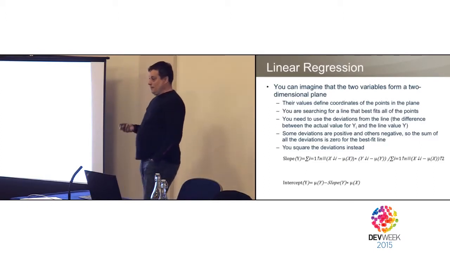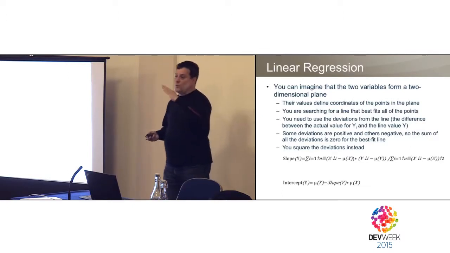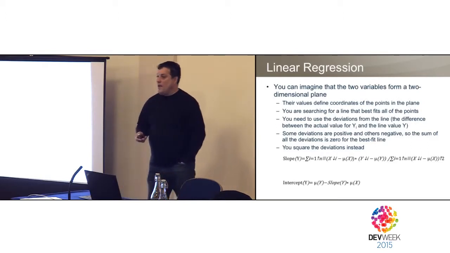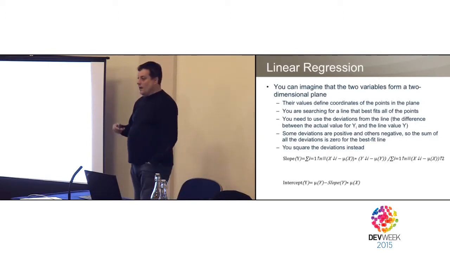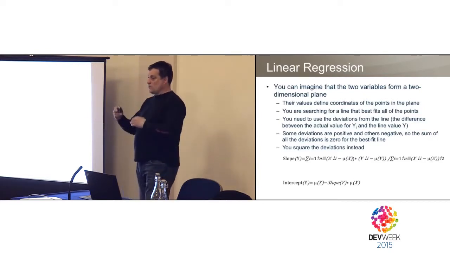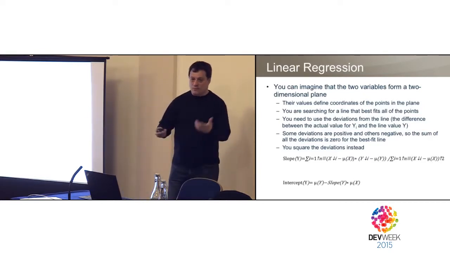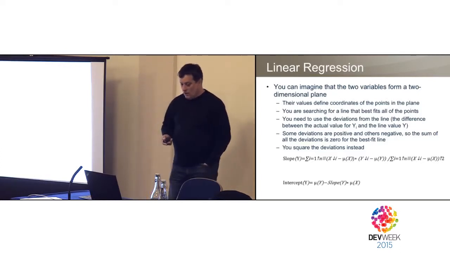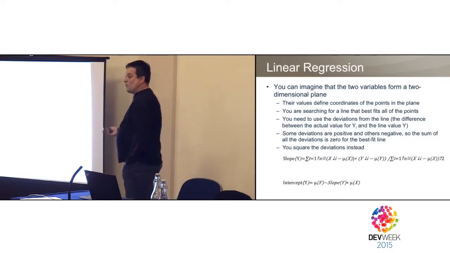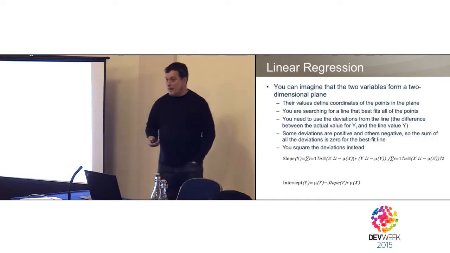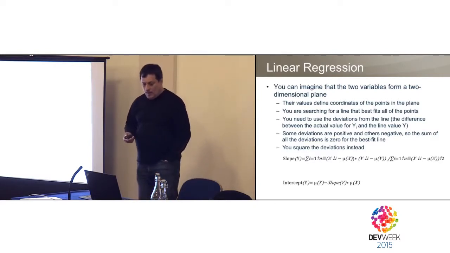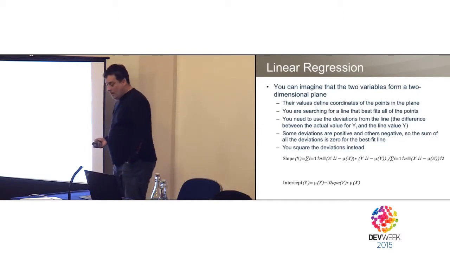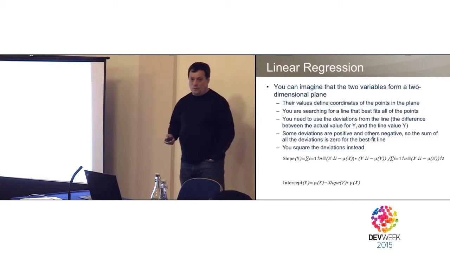Now you cannot just sum them, because some points will be above the line and some points will be below the line. And if you use a simple sum, then this will not give you any information, because most of these values will annihilate each other, so the sum will be 0. So you will not find the best fit line. How do you overcome this? You square the deviations, so you are measuring squared deviations. And then you can calculate the slope of the line and the intercept of the line with the y-axis.